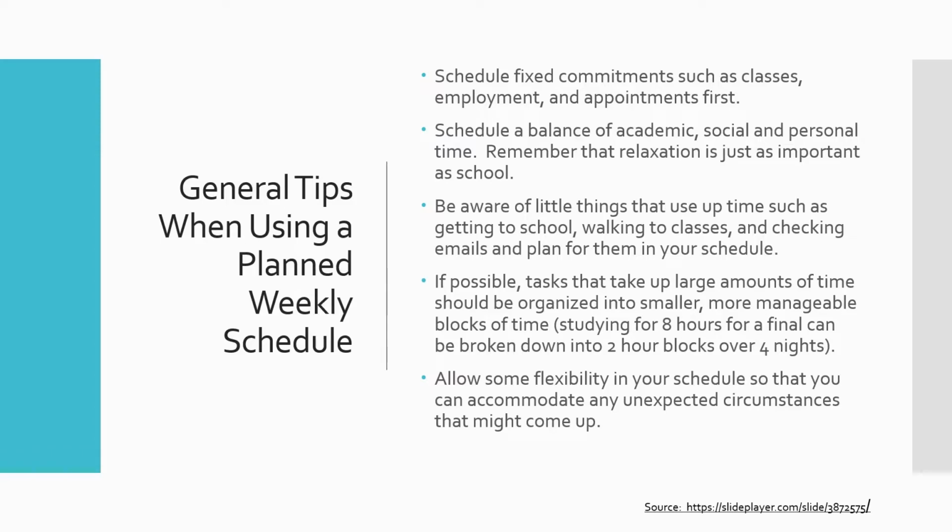Next, we're going to take some time to fill out our own weekly schedule. You can click on the link in the YouTube description to print out a copy of the blank weekly schedule. The first thing you want to do is schedule your fixed commitments. Those are going to be your classes, employment, and appointments. You want to schedule a balance of academic, social, and personal time. You also want to be aware of the little things that use up time, such as getting to school, walking to classes, checking emails, and make sure you plan for them in your schedule.